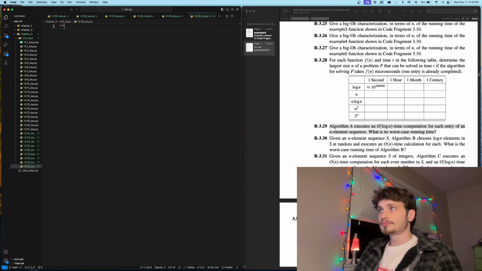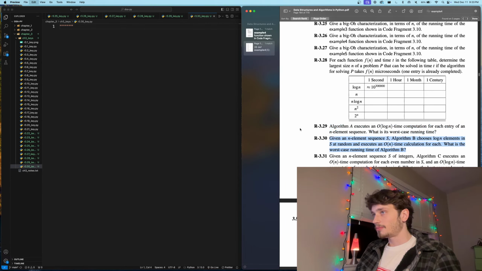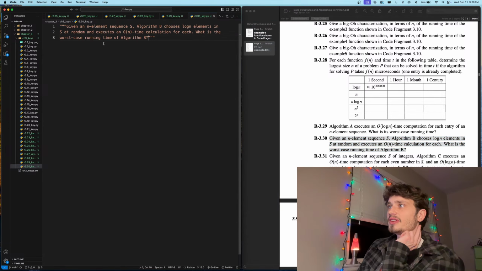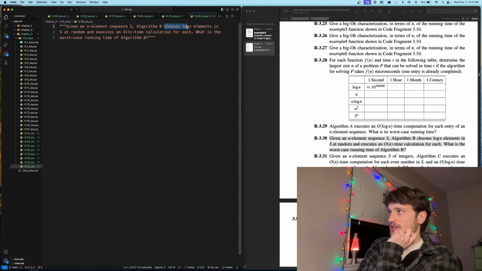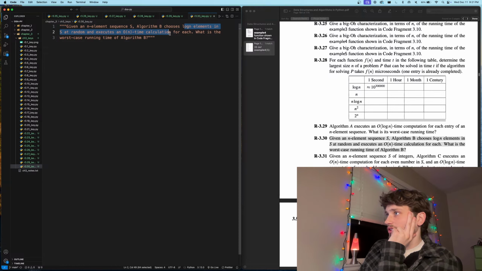All right, 3-3. Given an n element sequence S, algorithm B chooses log n elements in S at random and executes an O of n time calculation for each. What is the worst case running time for algorithm B? So it chooses log n elements in S at random and executes an O of n time calculation for each.